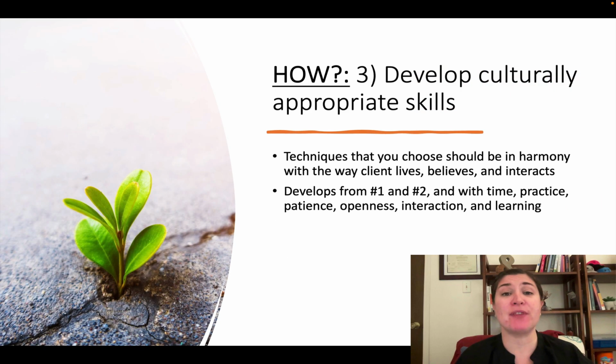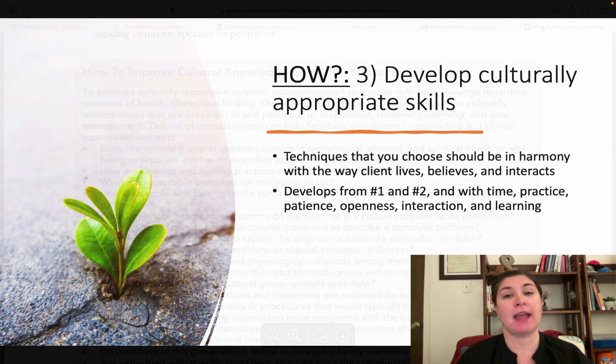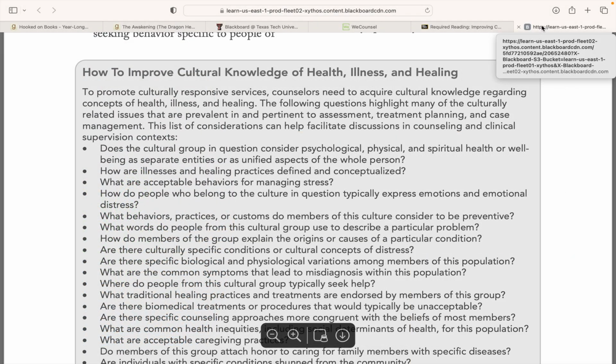Step 3 is developing culturally appropriate skills. Techniques that you choose should be in harmony with the client's way of life, beliefs, and interactions. This develops from the first 2 steps we just discussed with time, practice, patience, openness, and interaction and learning. In your first required reading, titled Improving Your Cultural Competency, on page 48, you will see this graph of how you can improve your cultural knowledge.